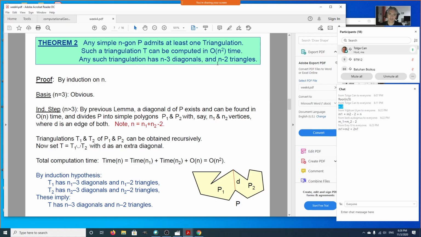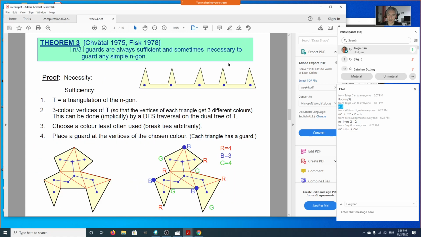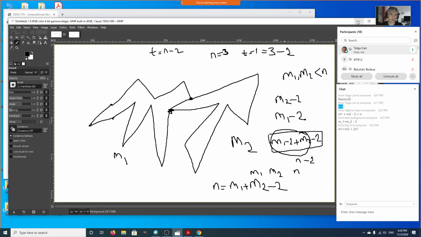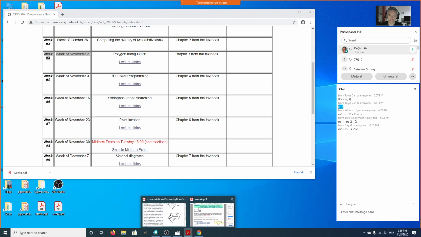Such a triangulation can be computed in n squared time. We will actually see an algorithm today to compute this in n log n time, and any triangulation has n-2 triangles. This is what we have proven by induction, so I'm skipping this slide as well. Now, this one uses the solution that I'm going to display next, so it skips some important parts from the book, so I'm going to follow the book in that regard.